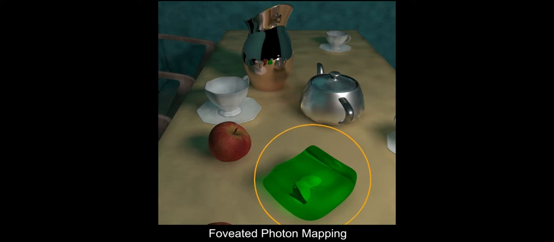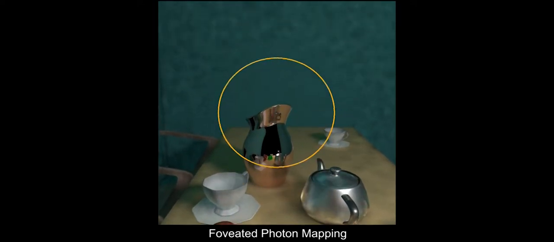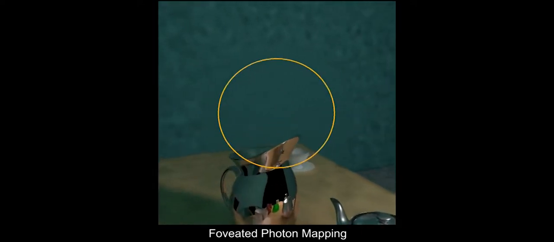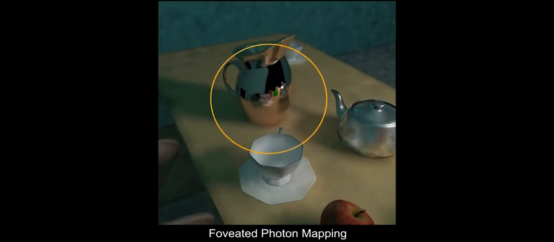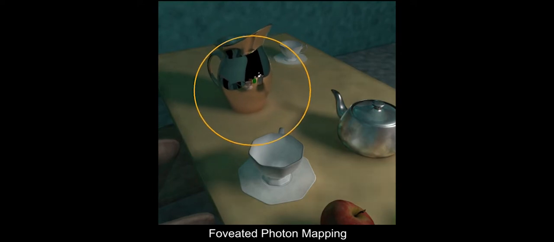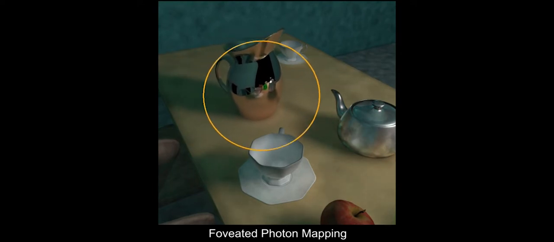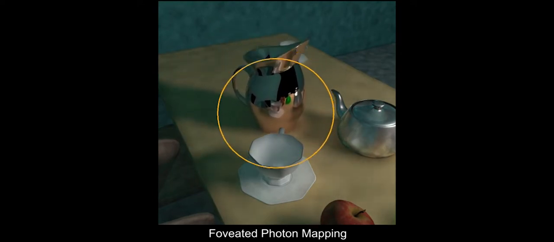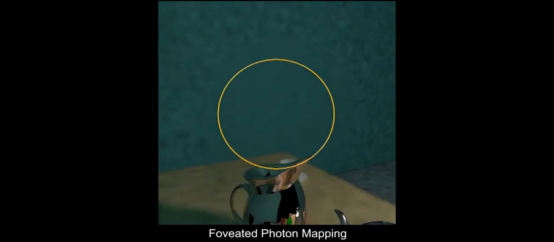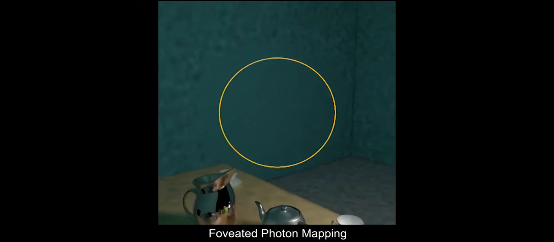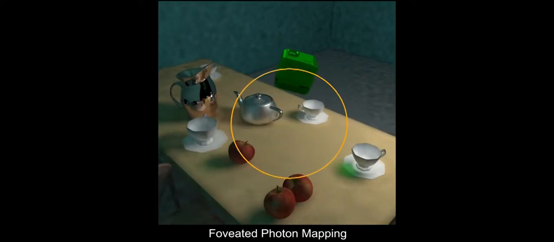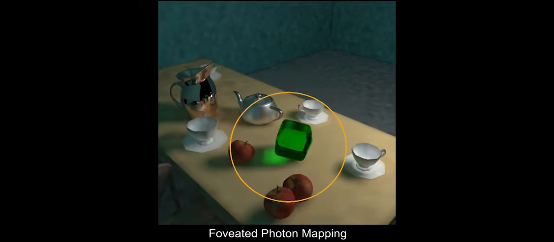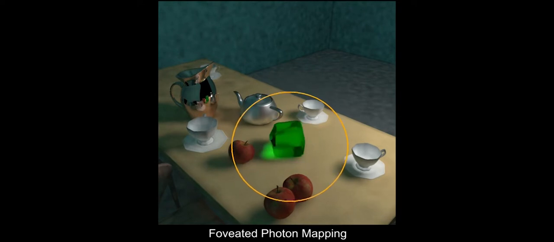Our method supports scenes with various materials and dynamic objects. There is a specular flagon, a glossy teapot, some diffuse apples and cups on the diffuse table. When a piece of transparent jelly falls on the table, the green caustics on the table are rendered in real time.